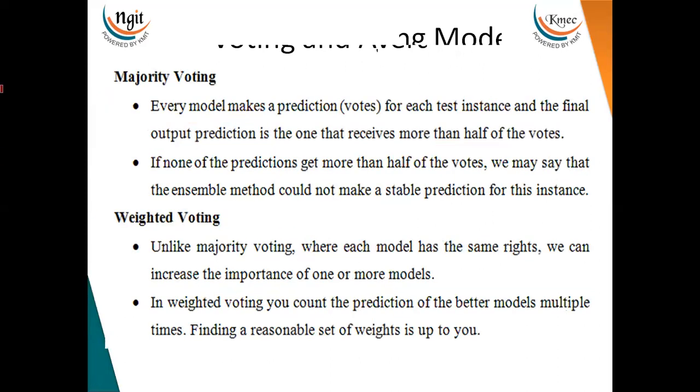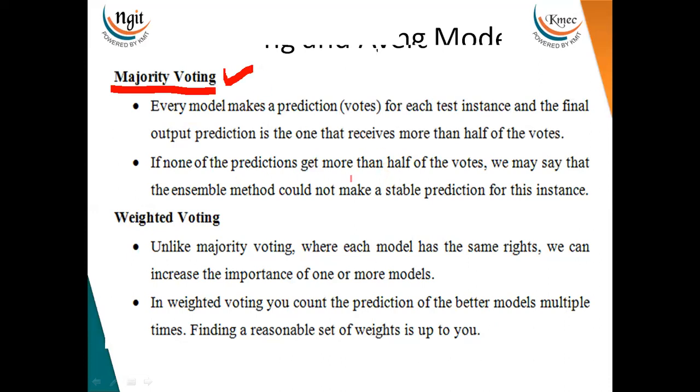The first type of voting is majority voting. What we are doing in majority voting: suppose there is a group of friends and the question has come up of which place we should visit this weekend. Then out of 10 friends, if 8 friends have preferred one place, then we will prefer that place only. That concept is known as majority voting.